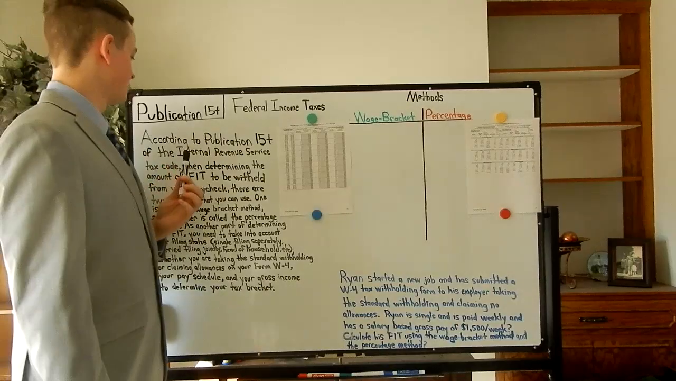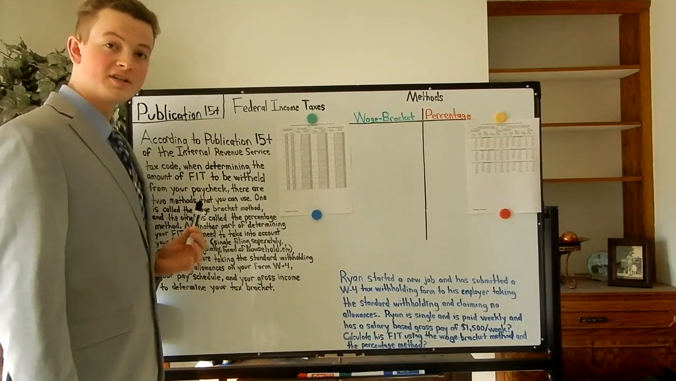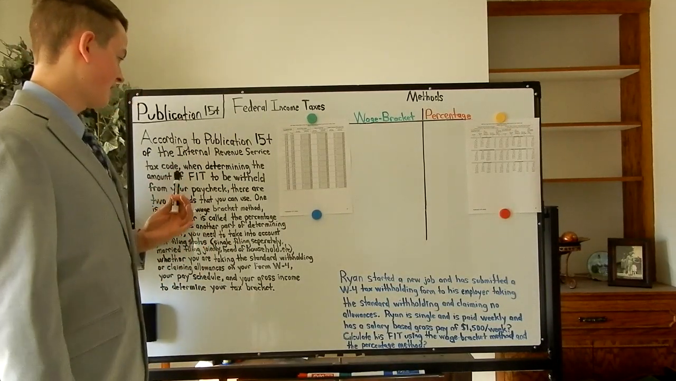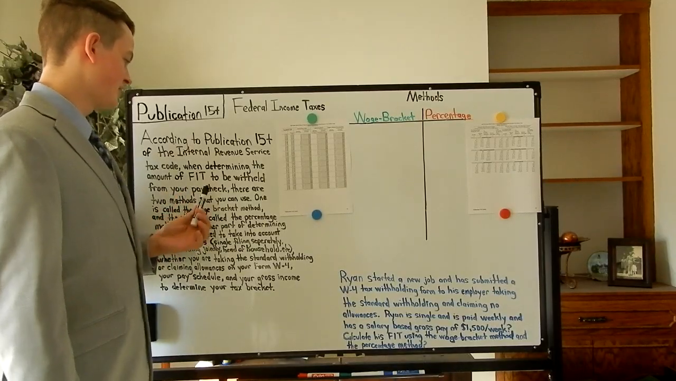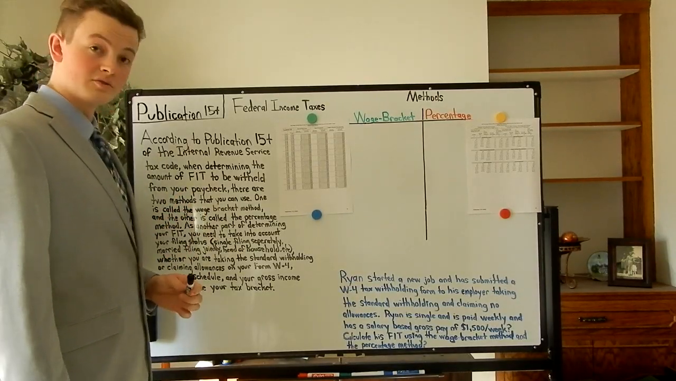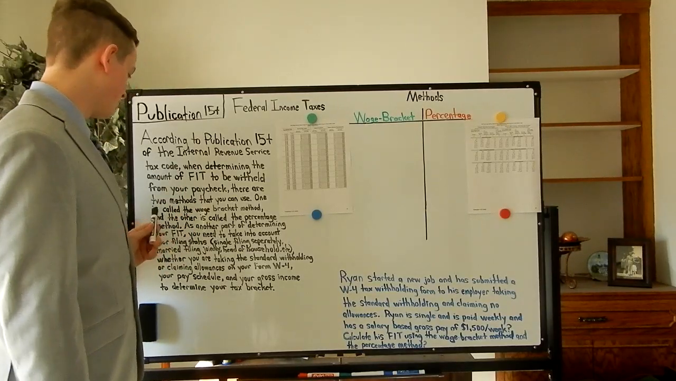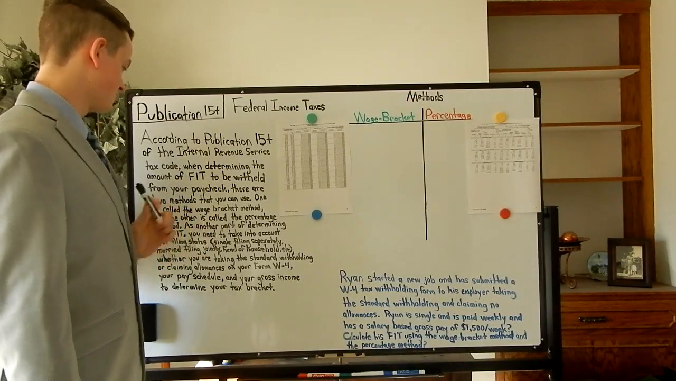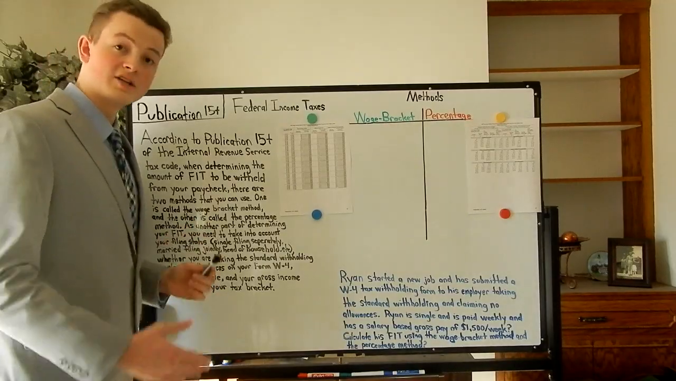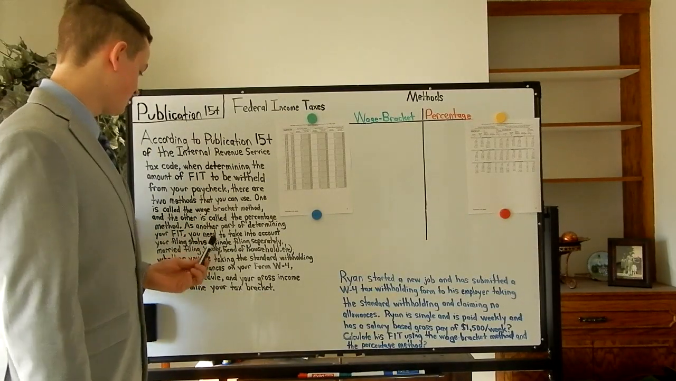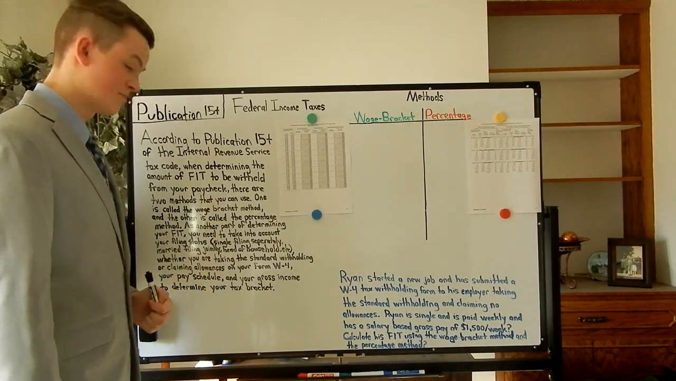According to Publication 15-T of the IRS tax code, when determining the amount of FIT to be withheld from your paycheck, there are two methods that you can use. One is called the wage bracket method, and the other is called the percentage method.